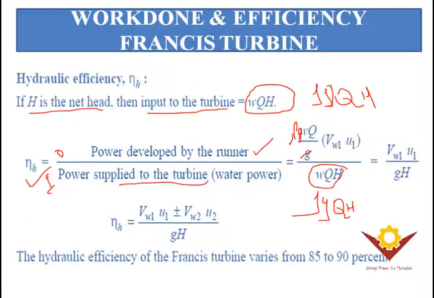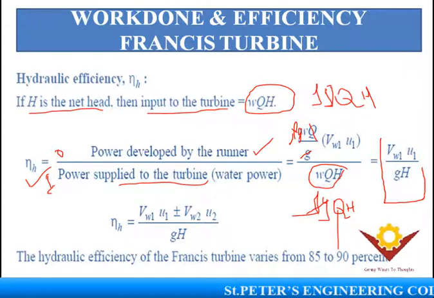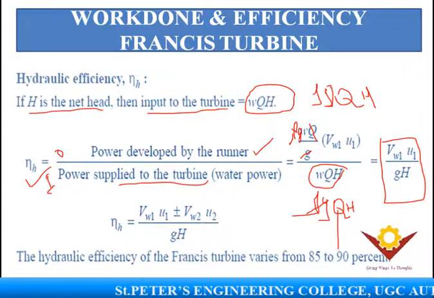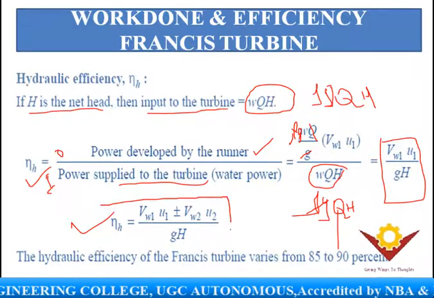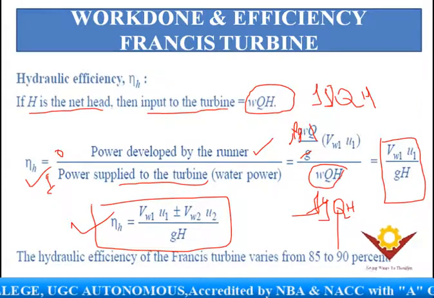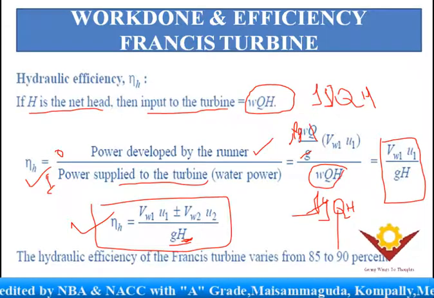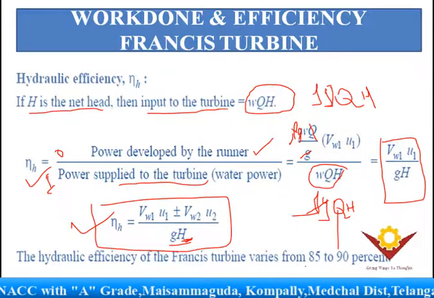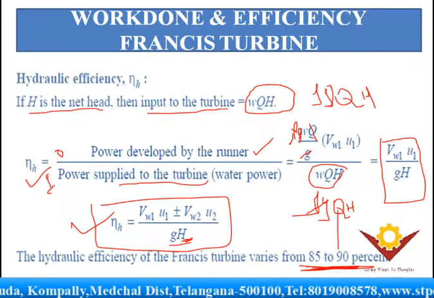And if you simplify this, rho cancels, g remains like this, and Q and this Q cancel. Finally, what you are left with is this one. Your hydraulic efficiency will be this particular equation: Vw1 u1 plus or minus Vw2 u2 divided by g times H, where H is the net head. The hydraulic efficiency of the Francis turbine varies from 85 to 90%. Just remember this: 85 to 90%.